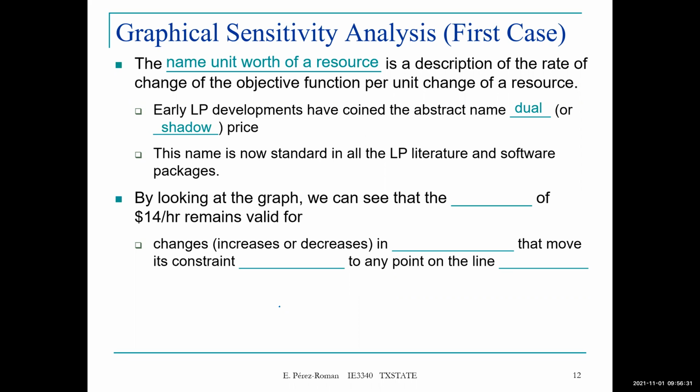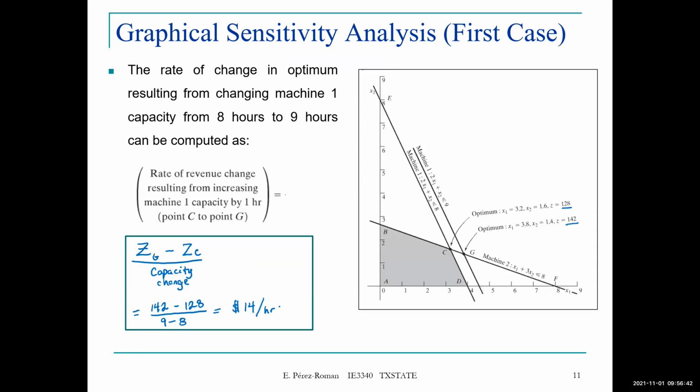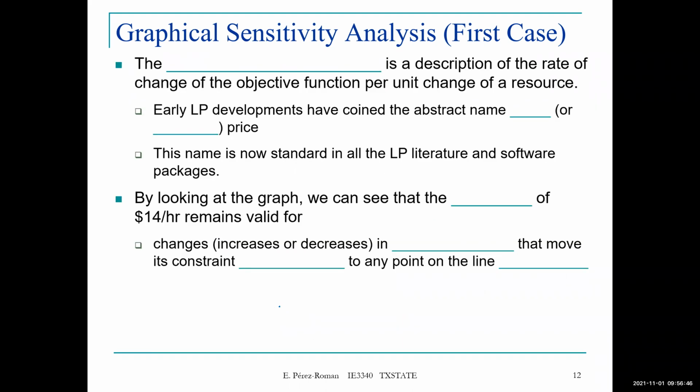This name is now standard in all the LP literature and software packages. If we go to the reports generated by Excel or by AMPL, when they show the revenue change resulting from adding capacity, that number is named the shadow price or the dual price. That's the name given to that rate of change.